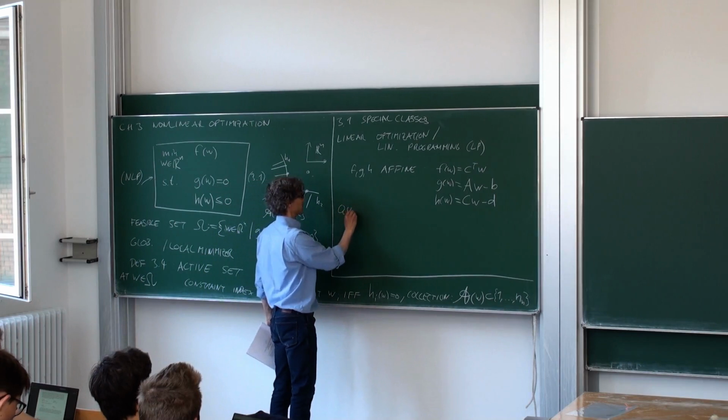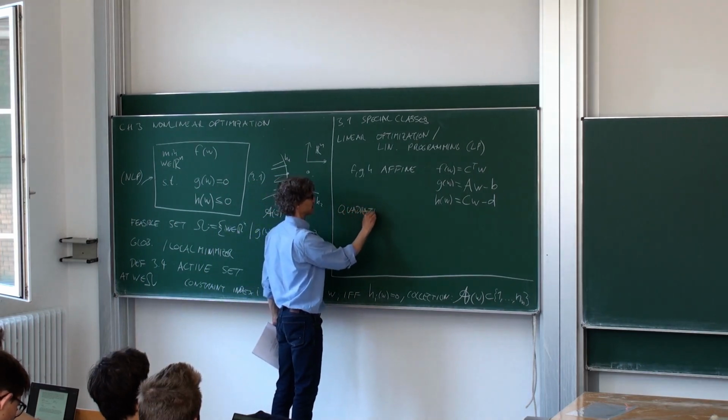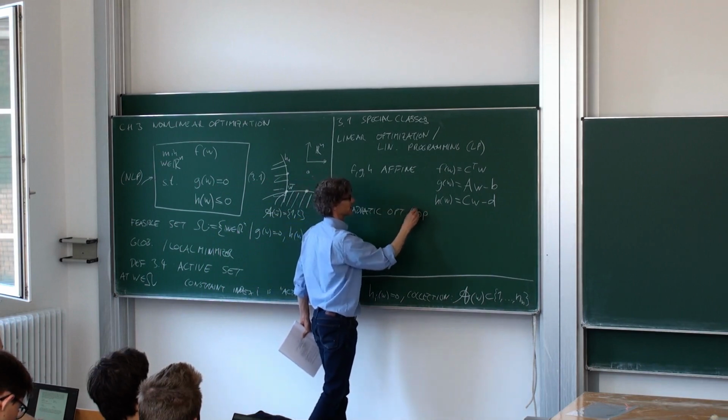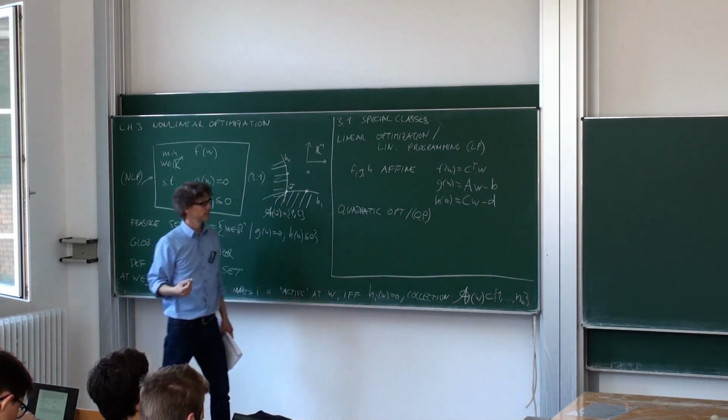So quadratic optimization is a slight extension of this, or QP is the abbreviation, as before, for programming.